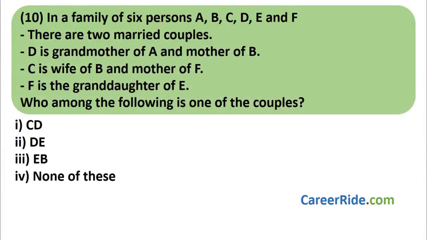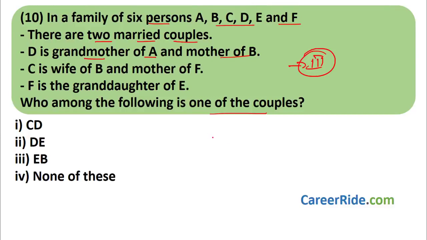Question number 10. In a family of 6 persons, A, B, C, D, E and F, there are 2 married couples. D is grandmother of A and mother of B. C is wife of B and mother of F. F is the granddaughter of E. Who among the following is one of the couples? They have given us 4 options. This is type 3. Let us start constructing the diagram.